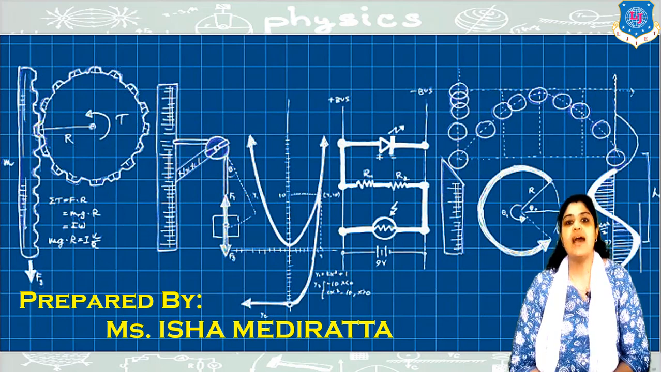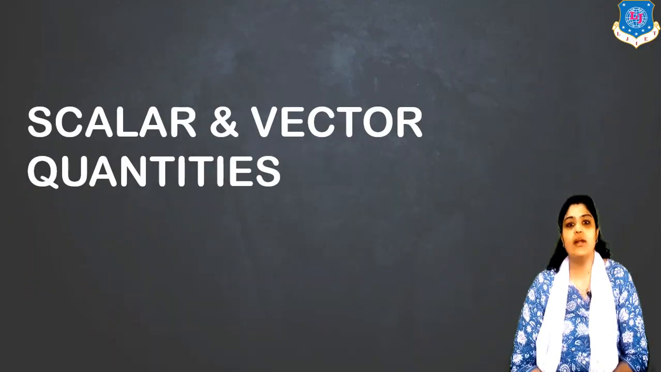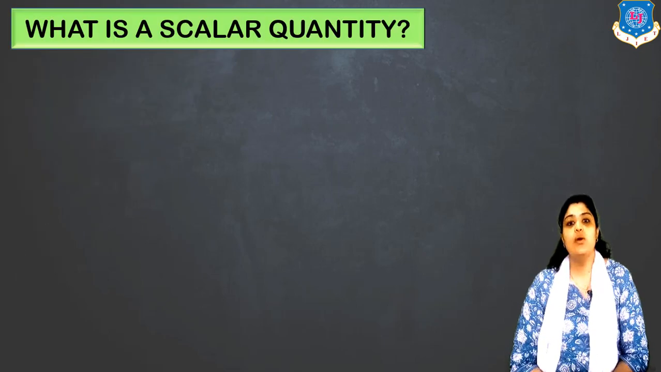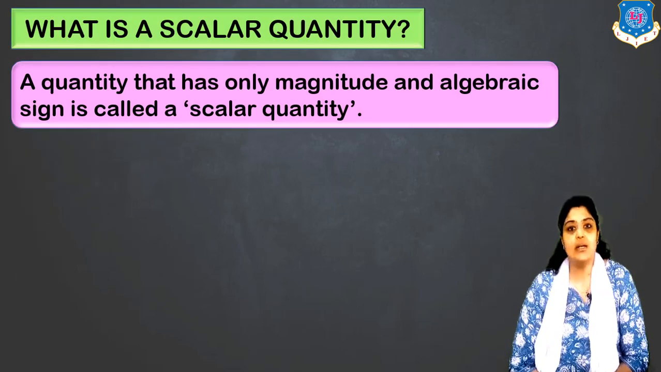In today's video, I will be discussing scalar and vector quantities and the concept of divergence, curl and gradient. I will just give you a brief idea about these parameters. Let's start with scalar and vector quantities first. So starting with, what do you mean by a scalar quantity?